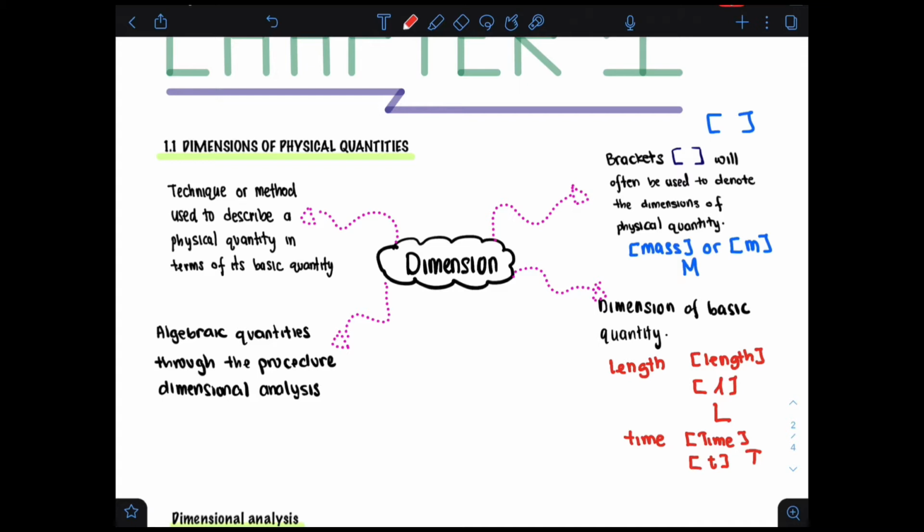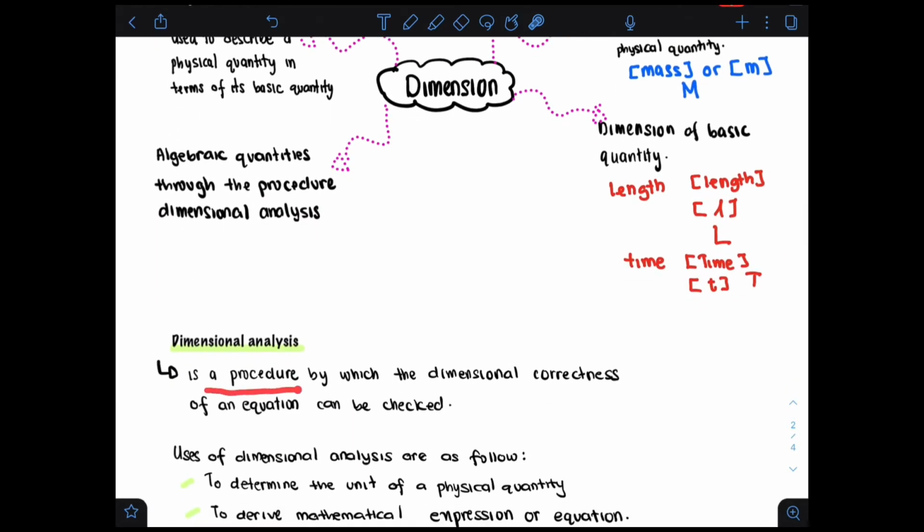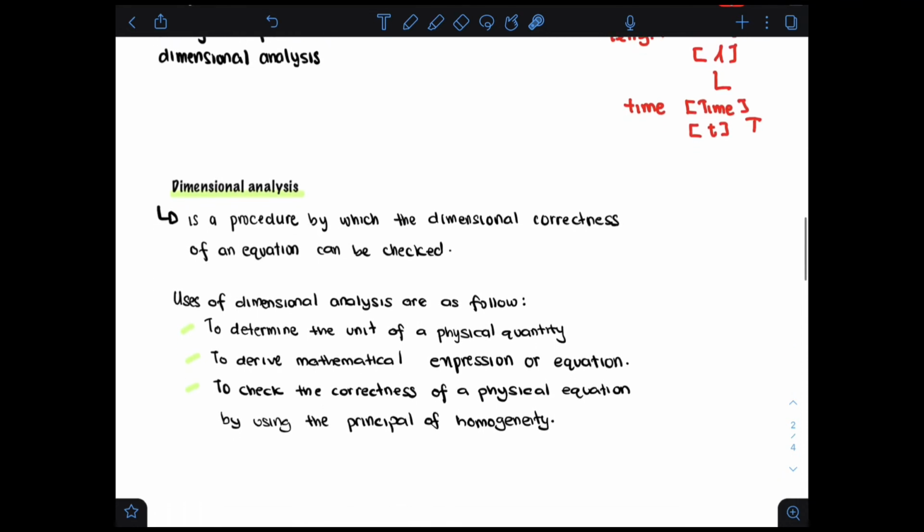Alright. Okay, dimension can be treated as the algebraic quantities through the procedure of dimensional analysis. Okay, so basically what is dimensional analysis is, it is a procedure by which the dimensional correctness of an equation can be checked. Let's say if you have an equation, you want to check the equation is correct or wrong, you can use the method of dimensional analysis to check the correctness of an equation.